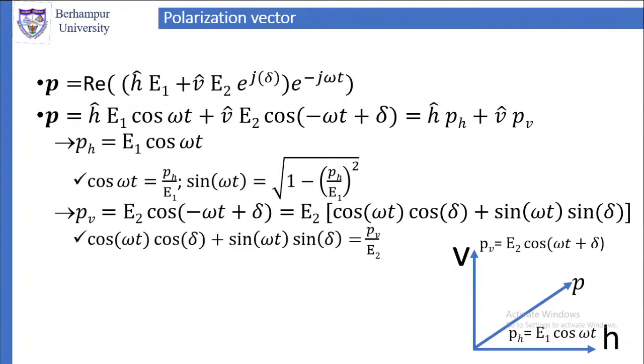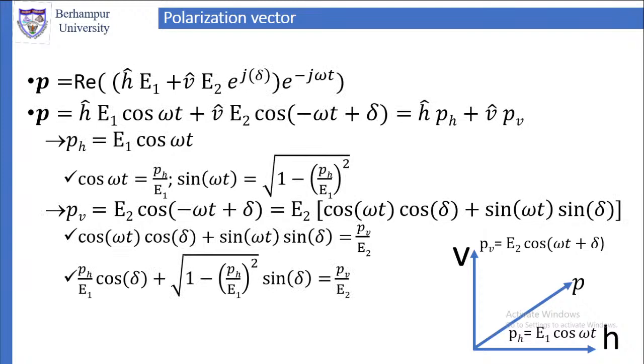Now that part, cos omega t into cos delta plus sin omega t into sin delta, will be equal to PV by E2. Because from the above equation, PV is equal to E2 into cos omega t cos delta plus sin omega t sin delta. Divide both the sides by E2, that gives us cos omega t cos delta plus sin omega t sin delta is equal to PV by E2. Let us rewrite that equation. Cos omega t we know is pH by E1. So for cos omega t let us write pH by E1.